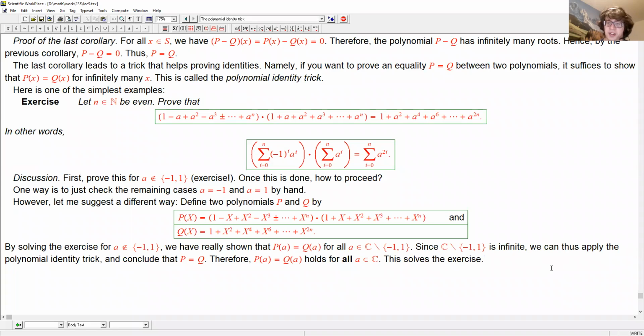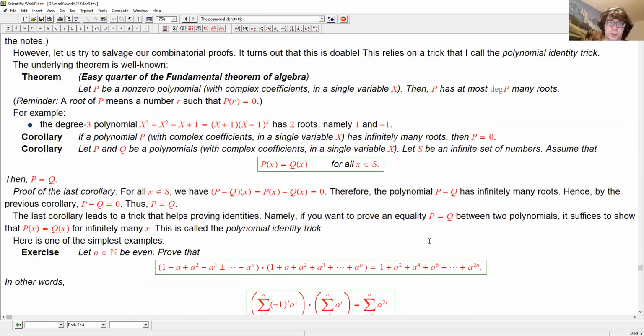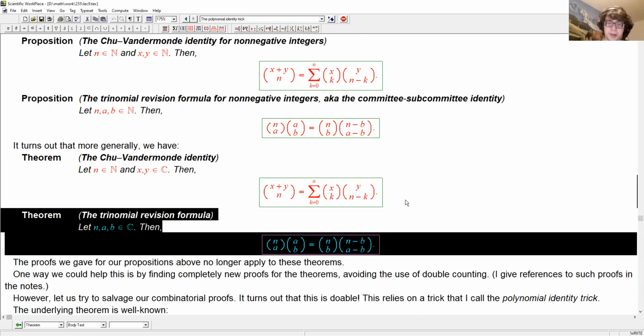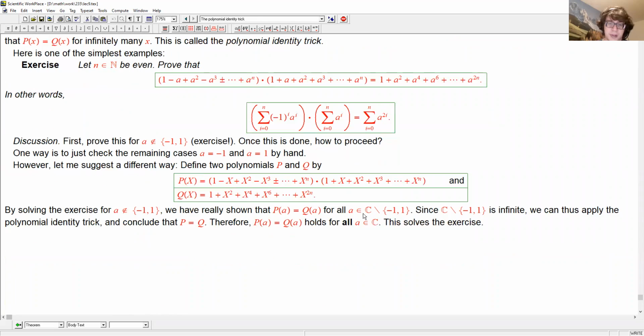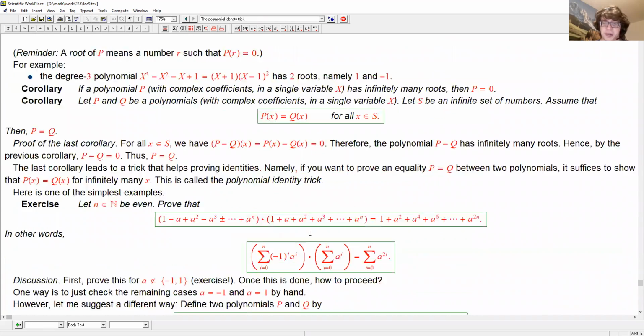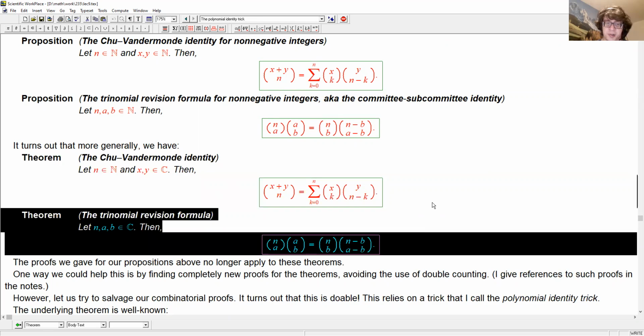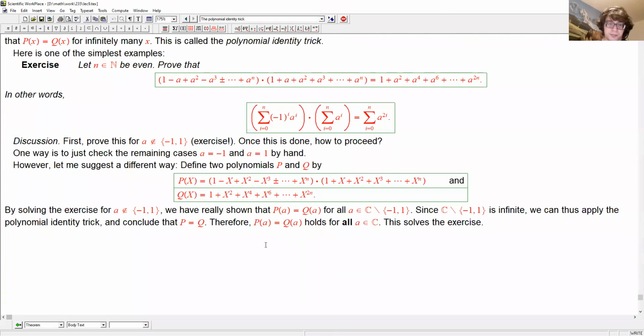Now let's apply this trick to prove these two theorems. And actually, I'm going to just prove this theorem. The rest, the Vandermonde identity, you can find in the notes. I will only do the trinomial revision formula here. So now let's derive the trinomial revision.